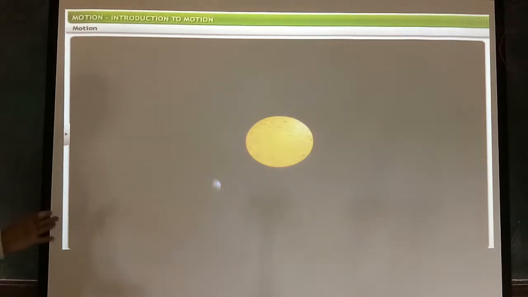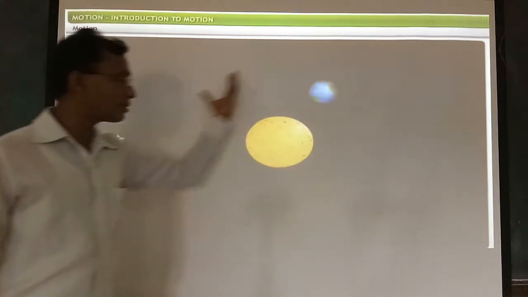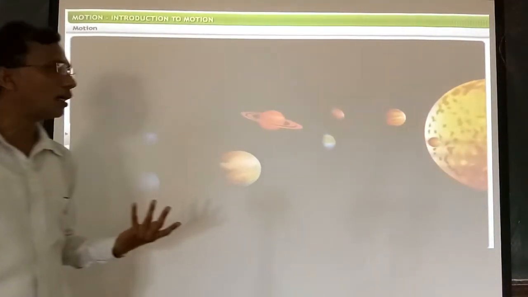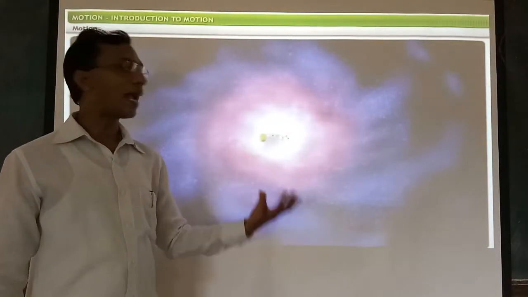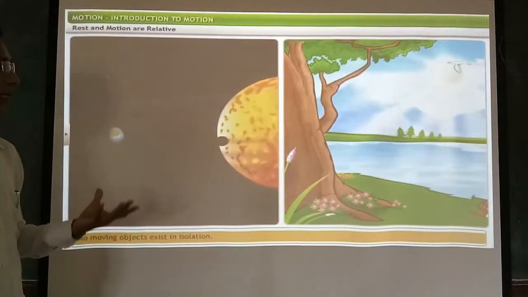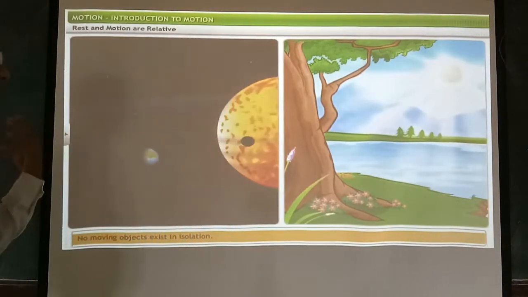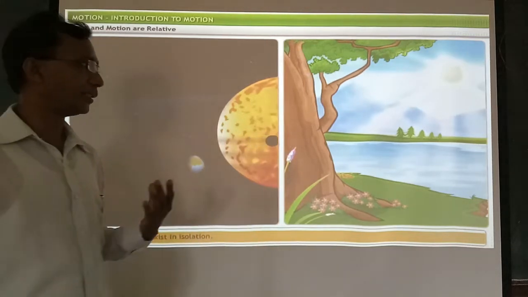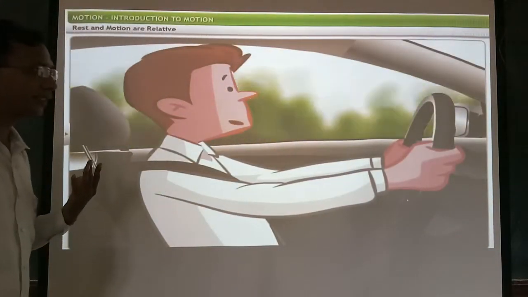Next, the sun is the center and all the planets, that is the earth, revolve around the sun. It is also a motion. In the whole universe, all the planets revolve around the sun. Similarly, the moon is revolving around the earth. This is also motion. We also take the example of birds flying. It is also motion.